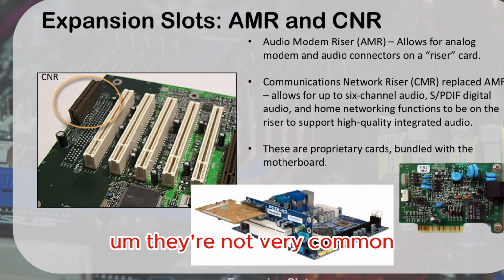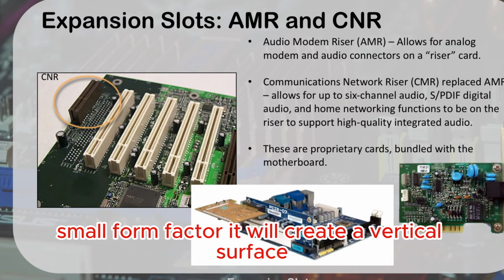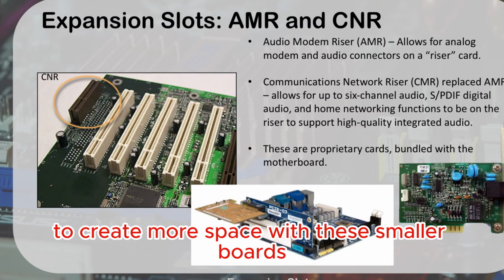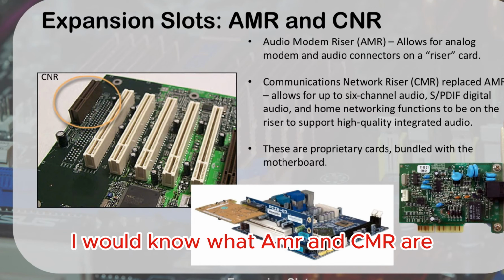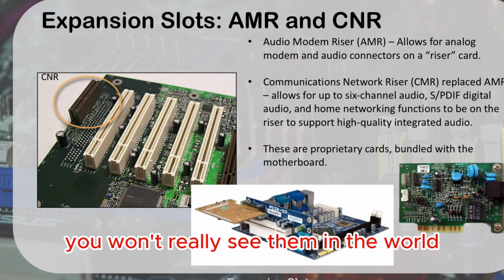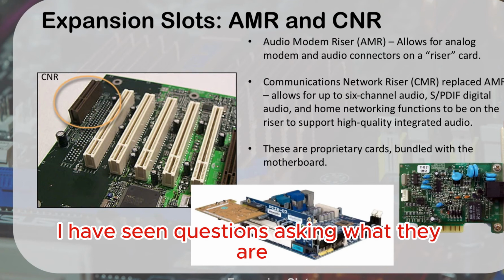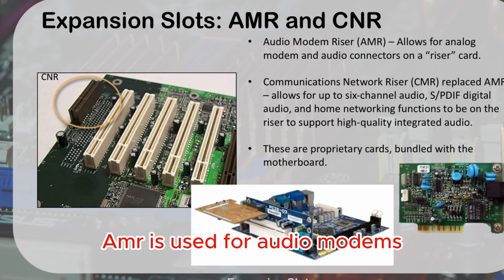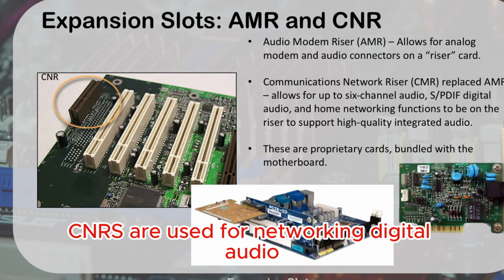Okay. They're not very common, but essentially what they allow you to do is, if you're dealing with something that's a small form factor, it will create a vertical surface like this middle picture and then allow that card to come off to create more space with these smaller boards. That's all they're used for. I would know what AMR and CNR are. You won't really see them in the world, in your daily life, but for the tests, I have seen questions asking what they are or what they're used for. Okay. AMR is used for audio modems. CNRs are used for network and digital audio.